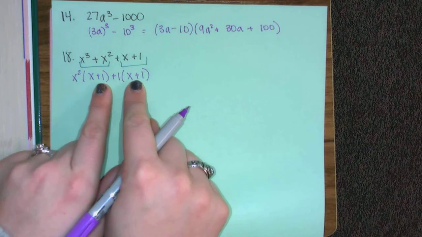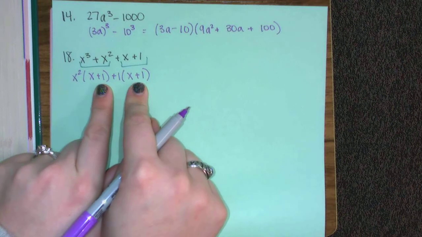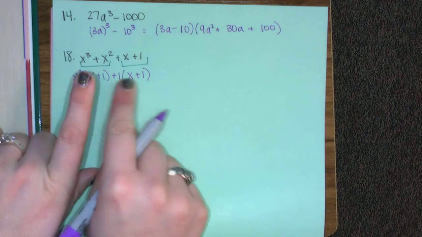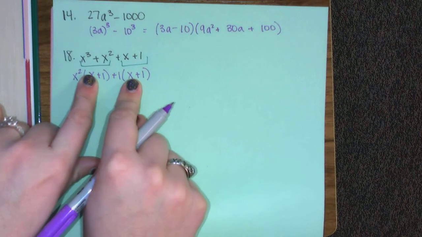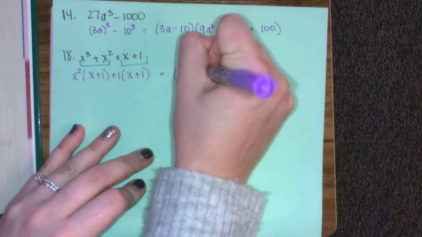Okay, so if these two things don't match, you've done something wrong. Okay? So, then I'm going to put these two pieces together, only writing this once. So, this is written x squared plus 1 times x plus 1.